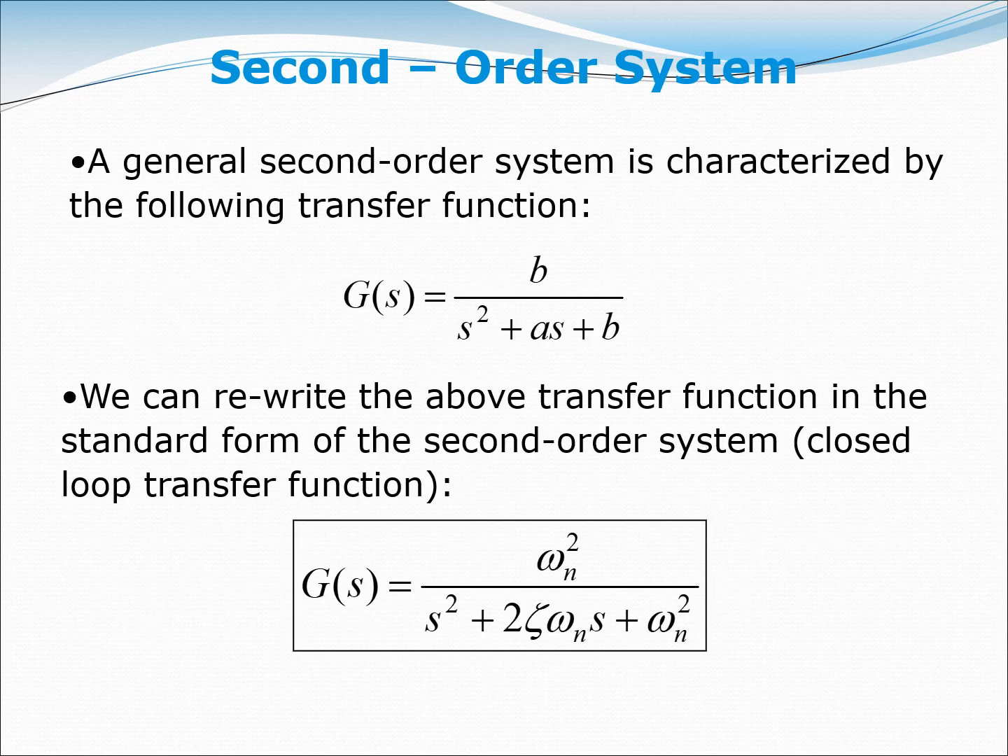A general second-order system is characterized by the following transfer function: G(s) equals b over s squared plus a s plus b. We also can rewrite the above transfer function in the standard form of the second order system, which is basically the closed loop transfer function, as G(s) equals omega n squared over s squared plus 2 zeta omega n s plus omega n squared. Notice that this omega n, we call it the natural frequency, and this zeta, we call it the damping ratio.